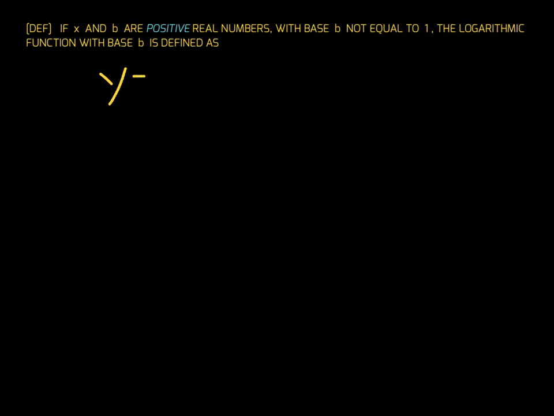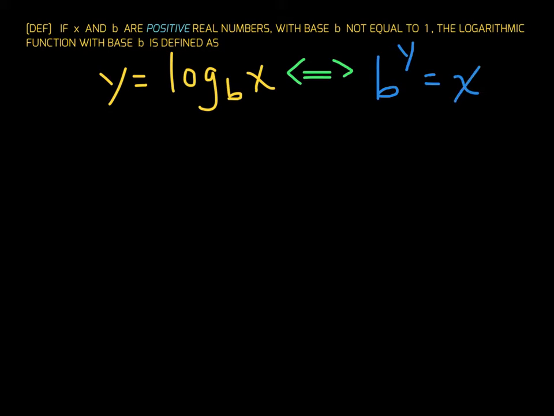y is equal to log base b of x. Okay, now what's really important is that this is equivalent to, I'm going to put an arrow in both directions. That's an arrow going in both directions. This is equivalent to b, base b, raised to the power of y will give you x. These two expressions mean the same thing. They're equivalent.